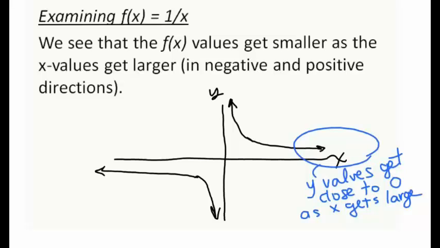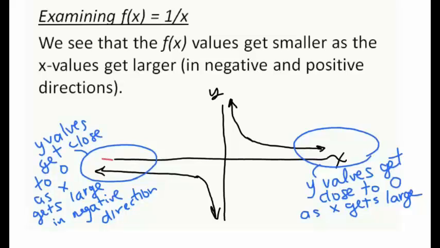Now we have the same kind of action over on the left-hand side, where as our values of x get larger in the negative direction, our y values tend to get really close to 0 in the negative direction as well. So overall, in red, we have a horizontal line, and we're going to call this line in red y equals 0. Our function gets really, really close to this line, but never quite touches it as x gets really big, and as x gets really big in the negative direction.